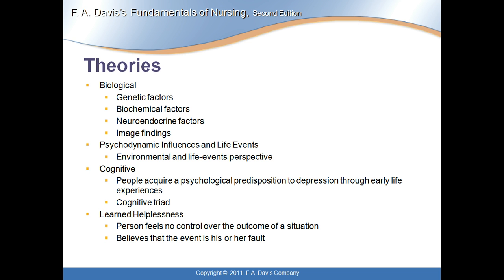So for theories, they have biological. There are genetic factors, biochemical factors, neuroendocrine factors, and image findings. Psychodynamic influences in life events. It could be environmental and life events perspective. For cognitive theories, people acquire a psychological predisposition to depression through early life experiences and the cognitive triad. So for learned helplessness, a person feels no control over the outcome of a situation and believes that the event is his or her fault.